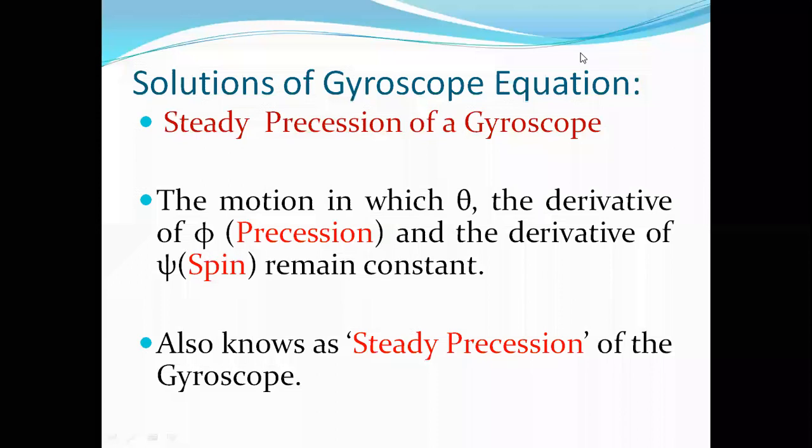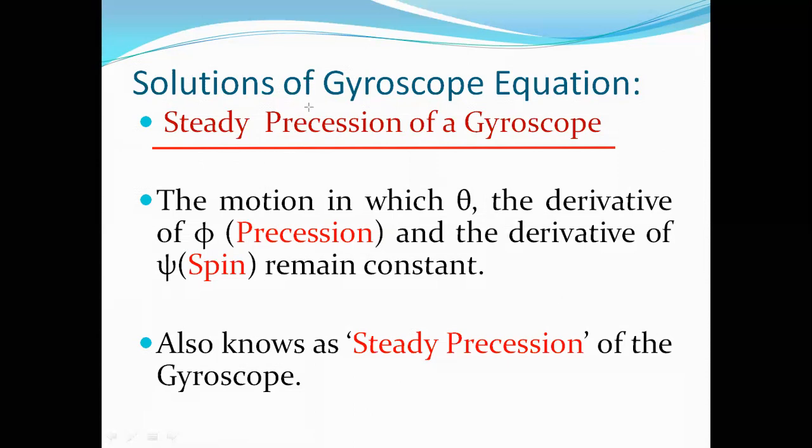One is what we call the steady precession. This is a very important motion of the gyroscope, very often encountered in mechanics, and a very celebrated motion as far as the kinetics of rigid bodies is concerned. We talk about the steady precession of a gyroscope. Steady precession is a type of motion the gyroscope undergoes.